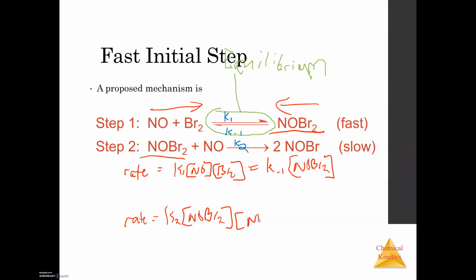All right, so next step, we understand that NOBr2 is your intermediate. Your intermediate should never end up in the overall rate law. So what we need to do is get rid of it. We need to get it out of these rate laws. Since we have NOBr2 here, we're going to solve for this one, and then substitute that into the second step's rate law.